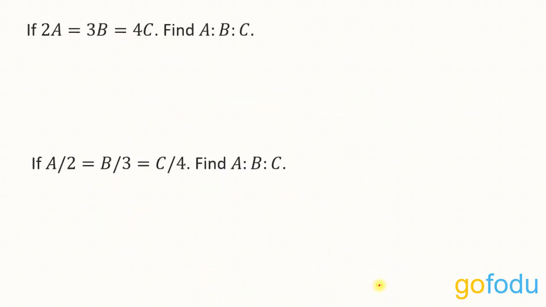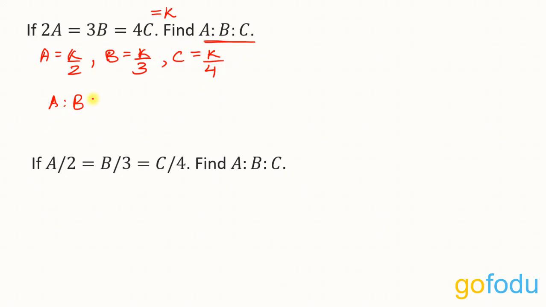Next, we have two commonly occurring scenarios. How would you find A is to B is to C in these two cases? Well, the easiest way to find A is to B is to C is by equating this to K. 2A is equal to 3B is equal to 4C is equal to K. So A will come out to be K by 2, B will come out to be K by 3 and C will come out to be K by 4.